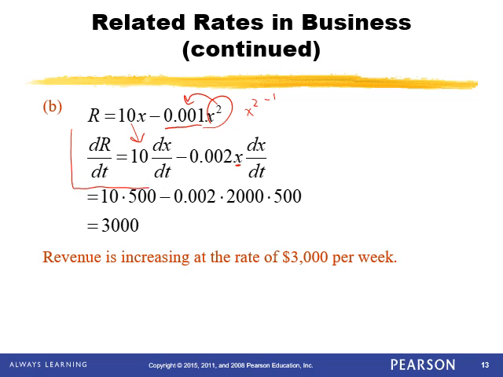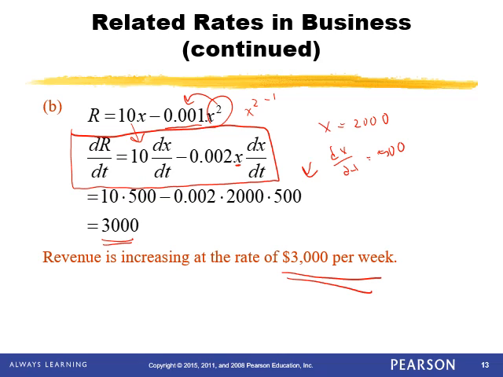So this is our derivative, and we have all of that information, right? x is 2,000. That's where the increase will happen once we make 2,000 radios. dx/dt is 500. And so you plug all of those values in. So we should get a revenue increase of $3,000 per week if we increase the number of radios by 500 radios per week.